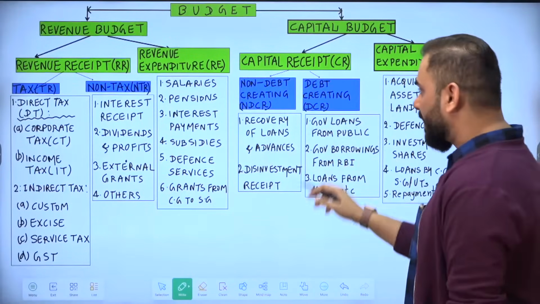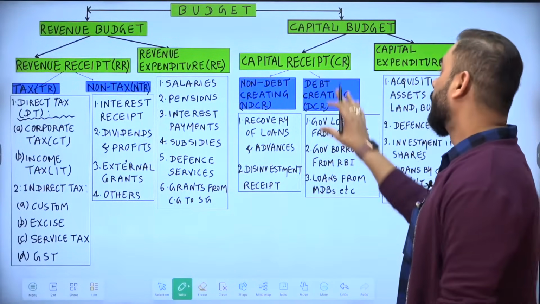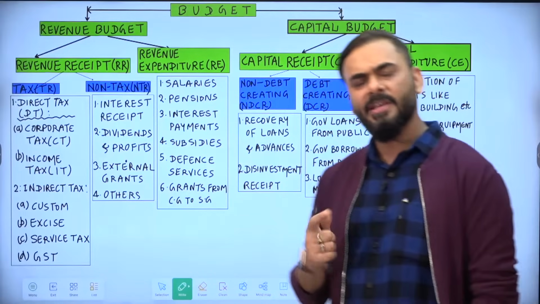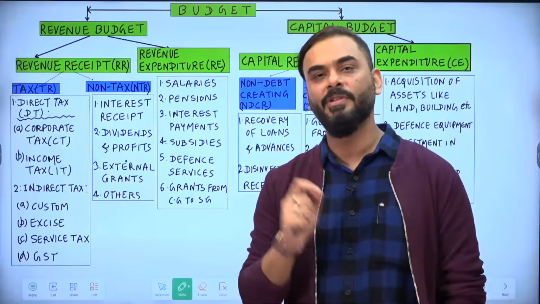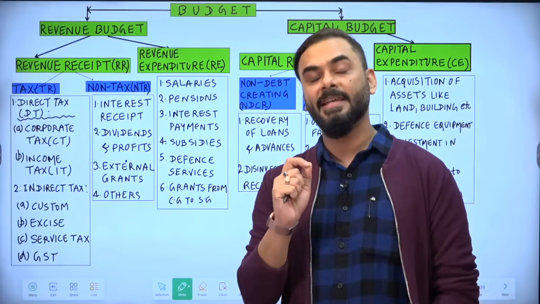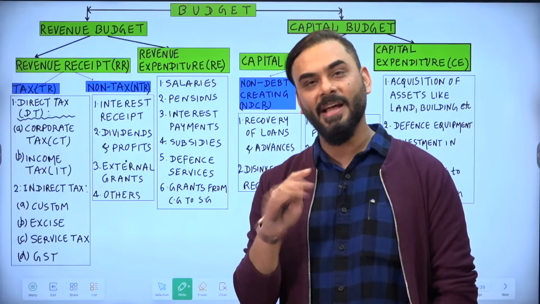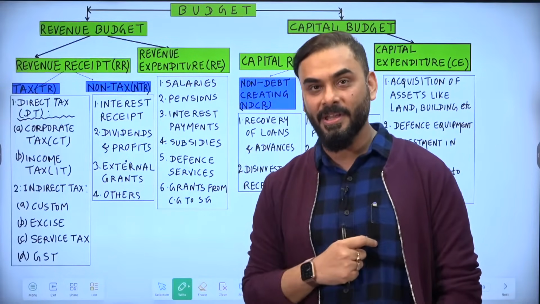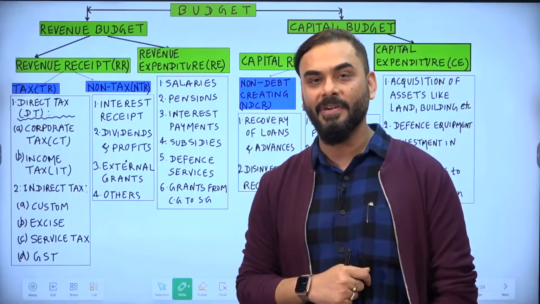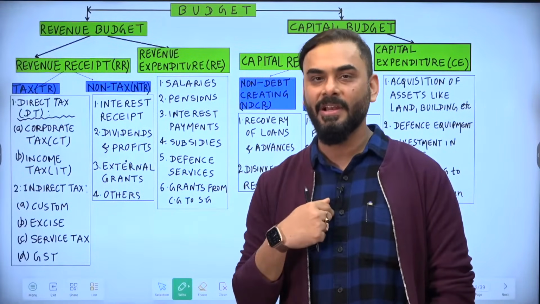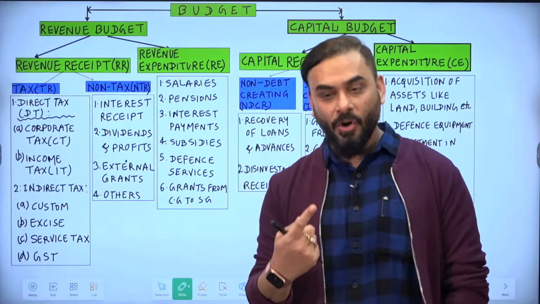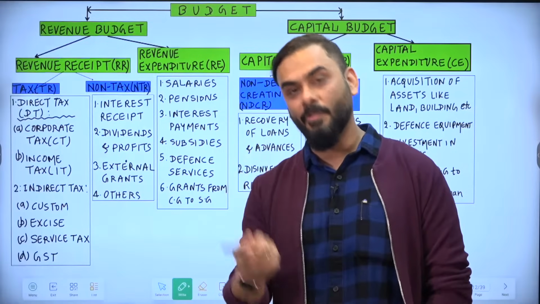Similarly, the capital budget has capital receipts and capital expenditure. What are capital receipts and expenditure? Let me tell you the definition. The capital receipts and expenditure of the government of India make changes in two things. Either they change the assets of the government of India, asset meaning property, or they change the liabilities of the government of India, which means that either the government's burden will increase or come down, or the government's property will increase or come down.